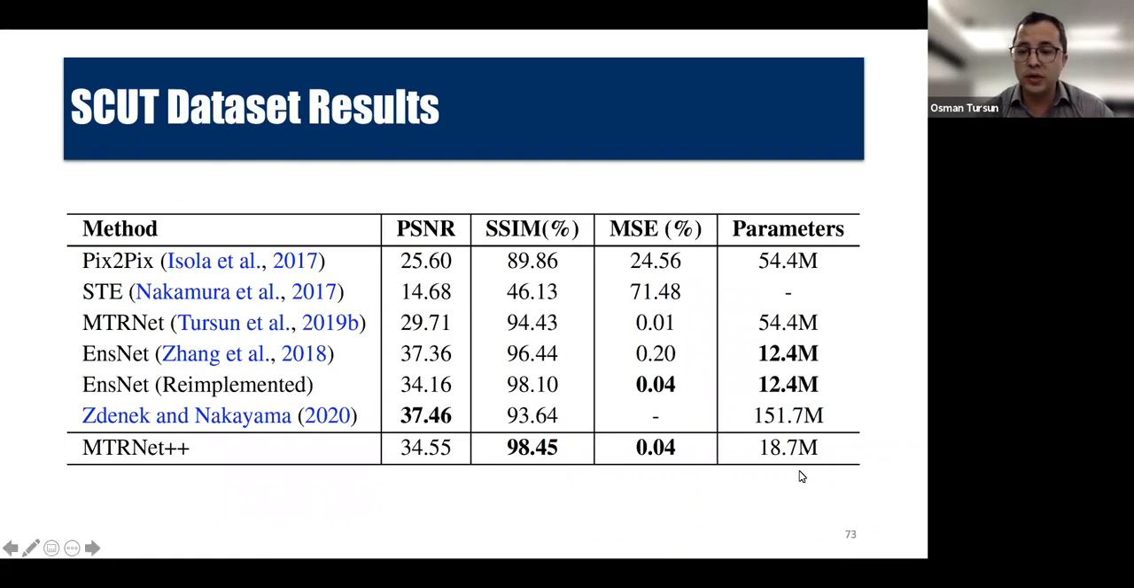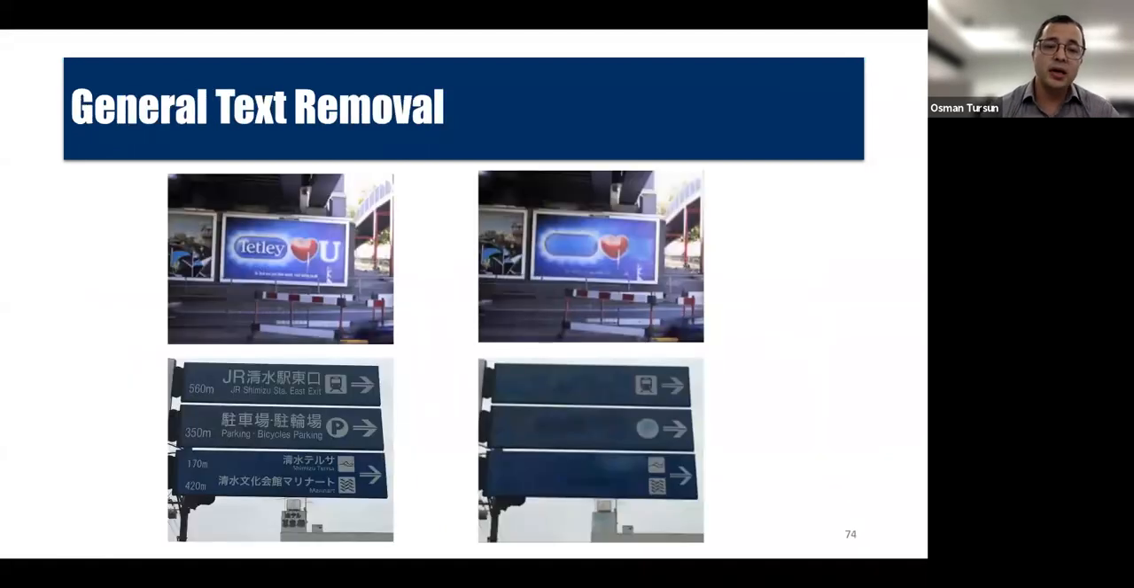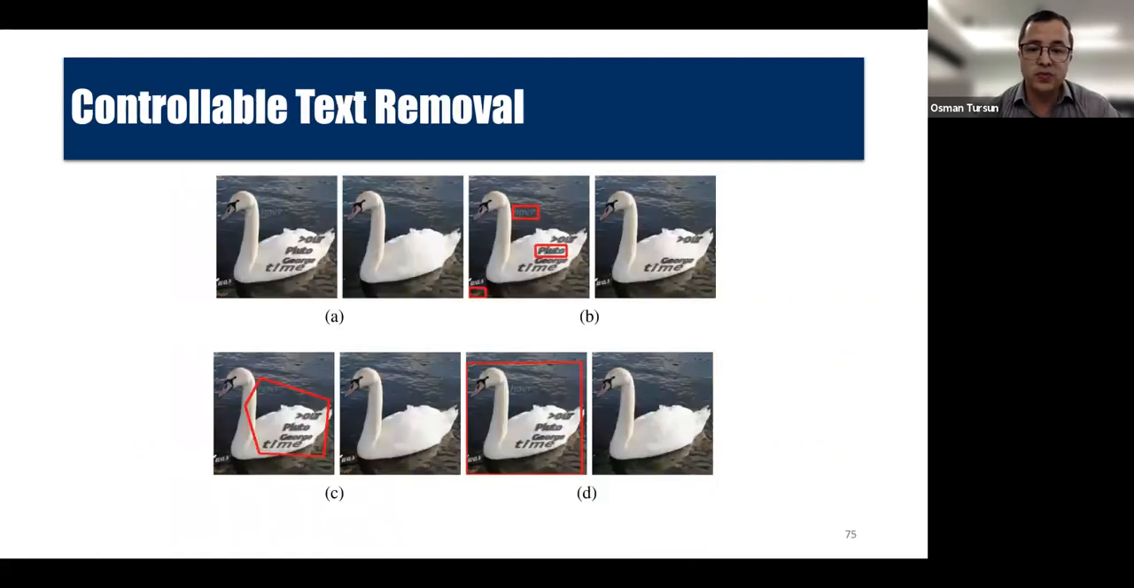As you see, our network has only 80 million parameters, but it gets the best results in SSIM and the MSE score. And this one is our method on the general cases. Although our method is trained on the English text, it can also be useful for removing some Japanese text or Chinese or Bengali text. And also this one is the case for controllable text removal. So, by controlling the mask, we can control where we want to remove.